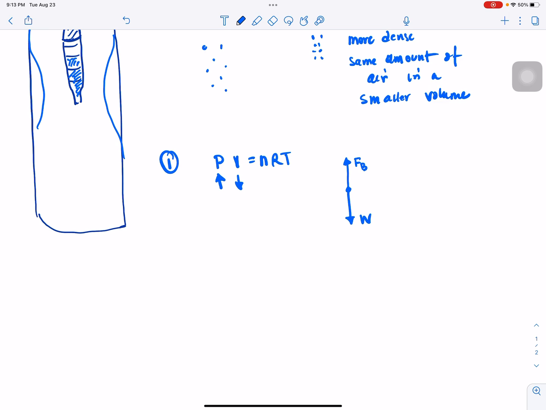Number 3. Submarines dive by allowing outside water into the ballast tanks. By releasing compressed air into these tanks, the water is forced out, causing the submarine to rise because the buoyant force now exceeds the submarine's weight.